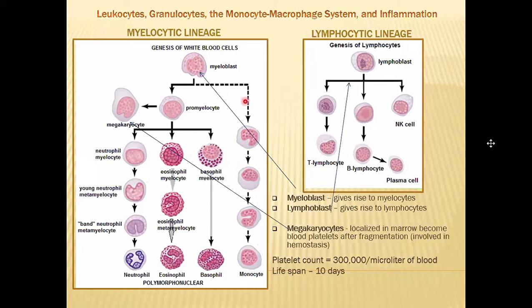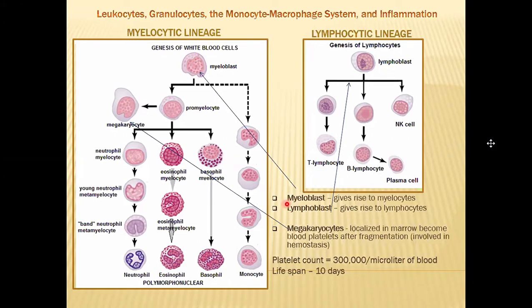And then again, from the same lineage, the myeloblast series, aside from the promyelocyte, you will also have the monocyte. So you have an immature monocyte, young monocyte, and then the ones at the bottom of the graph are the mature. So you have the neutrophils, these are the monocytes. Then the megakaryocytes are the origin of the platelets. Okay, so your myeloblast gives rise to myelocytes.